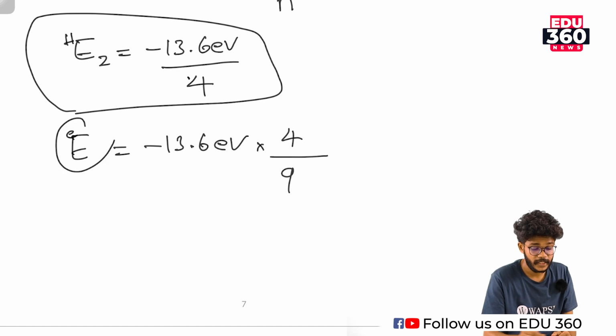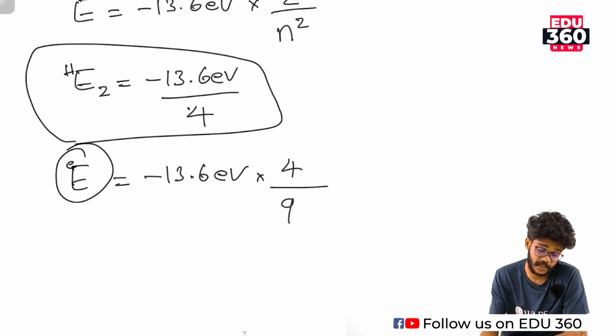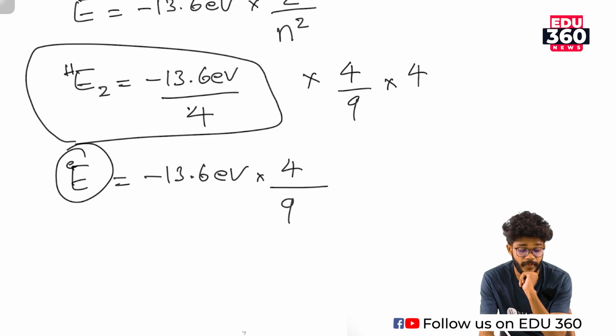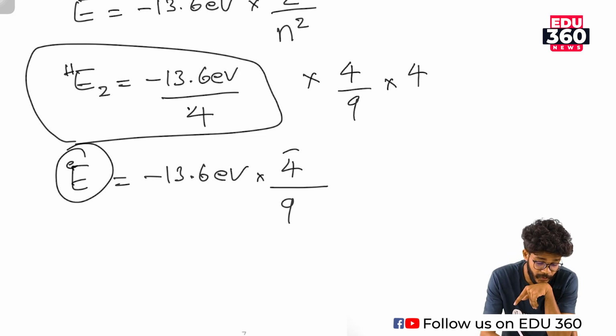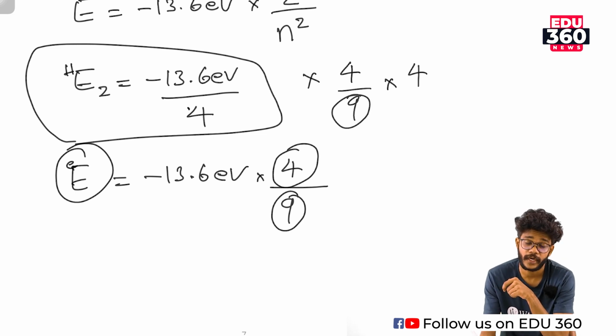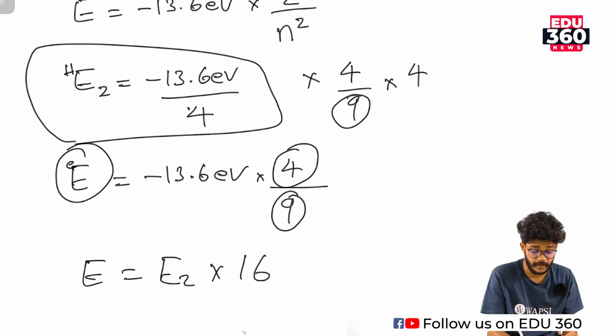That means the energy of the helium atom. So how is it related to E2H, minus 13.6 electron volt? Actually we need to multiply this by 4 and then divide by 9. We want to multiply again by 4 because the first 4 will cancel with the denominator and the second 4 will contribute to the numerator. Then divided by 9 gives this 9. So E is equal to E2 into 16, 4 into 4 is 16 by 9.